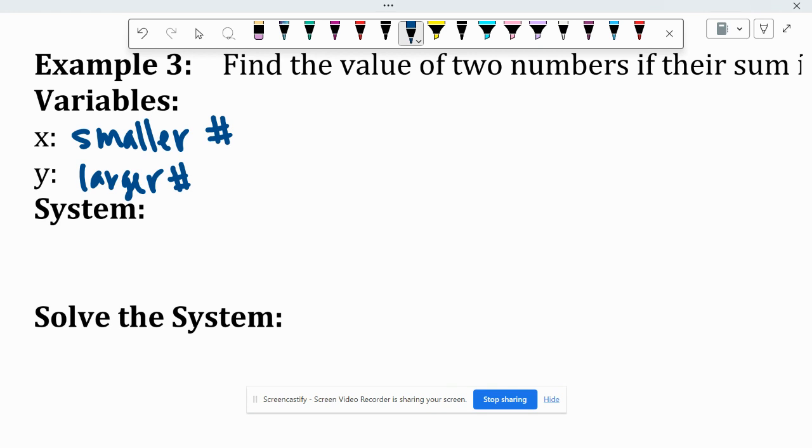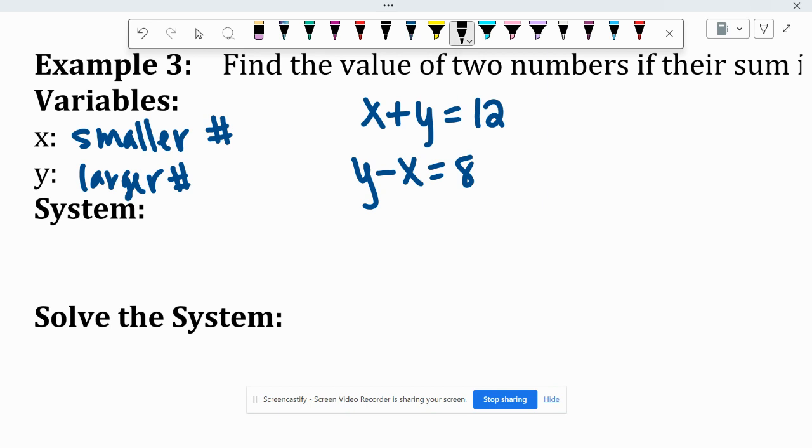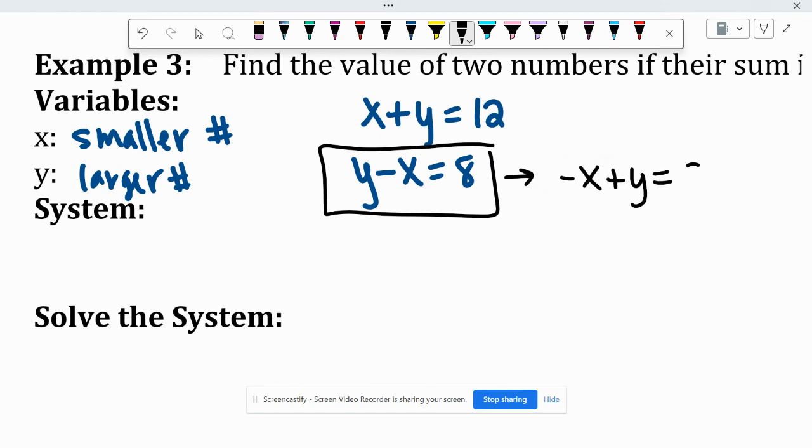So it says the sum, x plus y, is 12. The only tricky part is the difference one. Their difference is 8, a positive number, which means I have to take the larger number minus the smaller, so y minus x equals 8. I'm going to rewrite this second equation in standard form: negative x plus y equals 8. The first equation I'm not changing at all: positive x plus y equals 12.